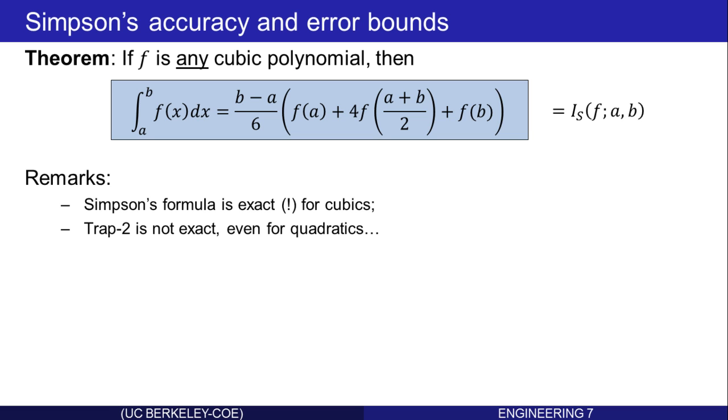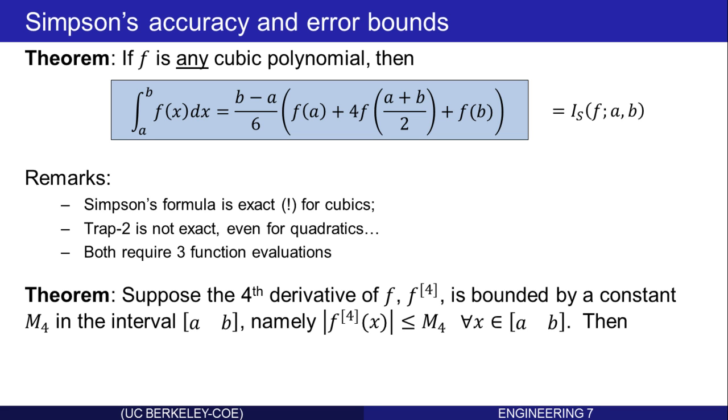Remember how the trapezoid formula works: for two subdivisions, it's not exact even for quadratic functions. Also, as we noted on the previous slide, both require three function evaluations. How about error bounds for this Simpson formula? The error bounds for trapezoid involve the second derivative of f. The error bounds for Simpson involve the fourth derivative of f.